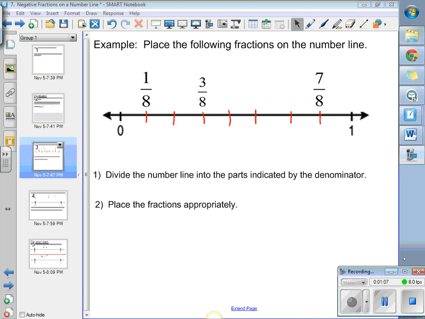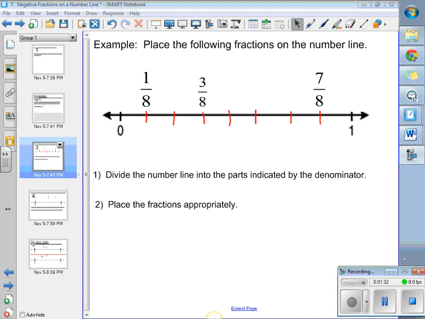So, as you can see, I divided the number line, as it says, into equal parts indicated by the denominator. So I divided it into 8 parts, and they're fairly equal. Don't have to be exact. We're not looking for perfection. And then I placed the fractions appropriately. So I've got 1/8, I've got 3/8, and I've got 7/8.